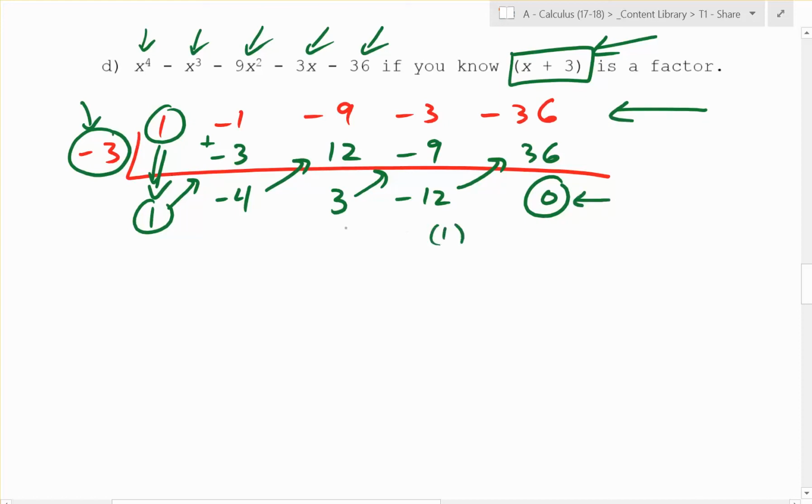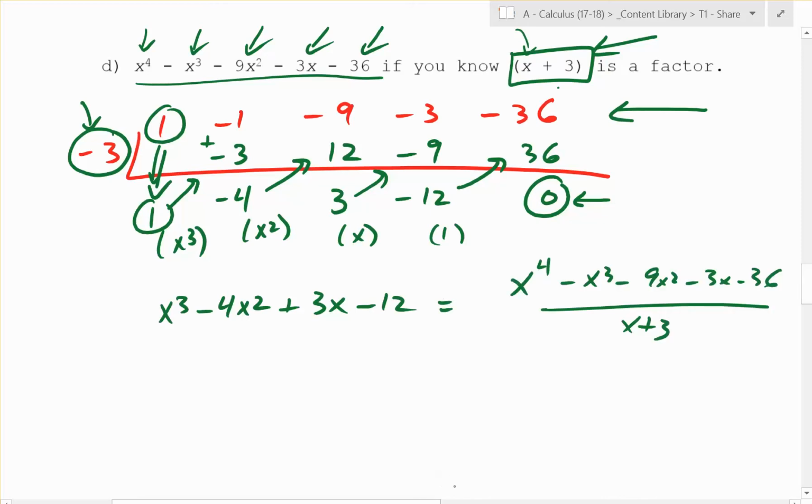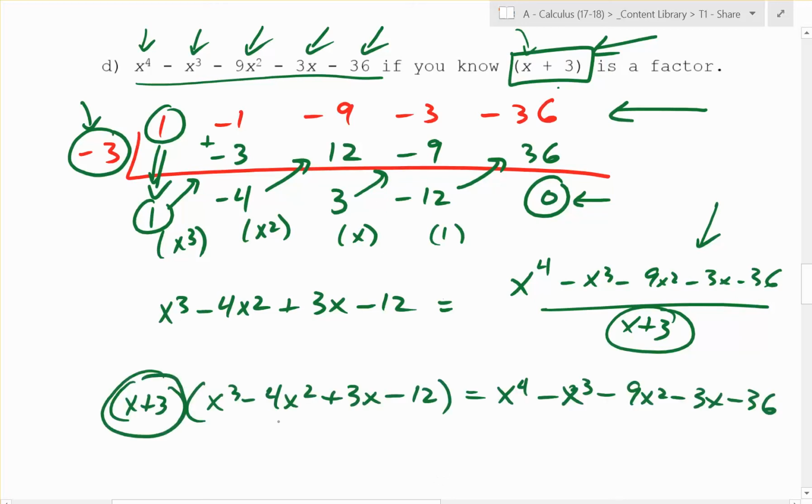So this is the constant. This is the x term, the x squared, and the x cubed. So we know that what we'd get if we divided this by this right here is x cubed minus 4x squared plus 3x minus 12. That's what happens when you divide our big polynomial there by x plus 3. So what that tells us is one factor of our original polynomial is x plus 3, and the other factor is what we found right there. So we have factored this.